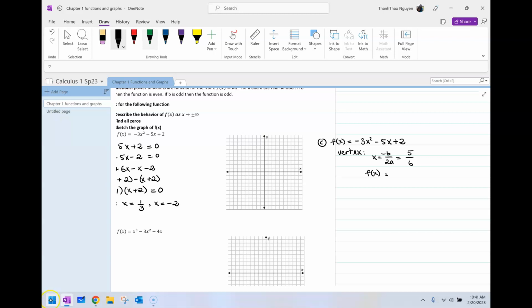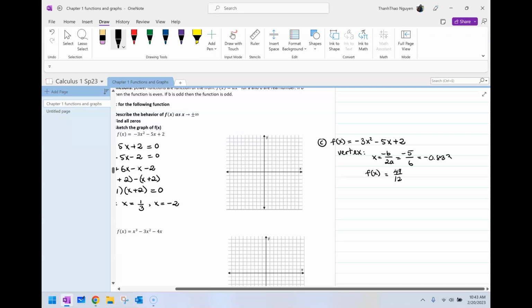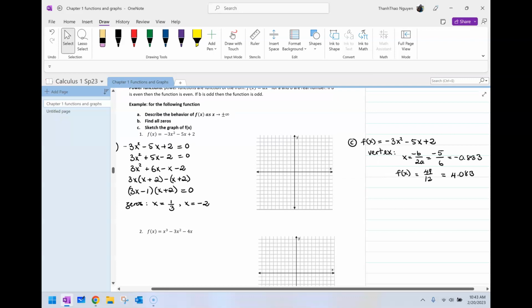And this value of f of x equals negative 49 over 12. So in decimal, x is about negative 0.833, and f of x is 4.083. Okay. So the graph looks somewhat like this.